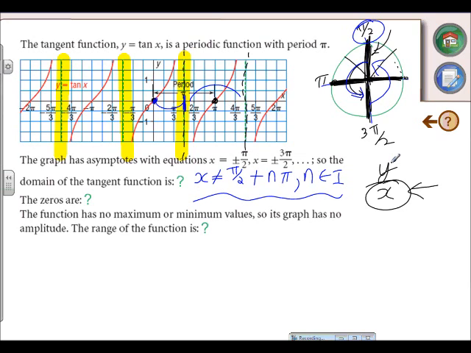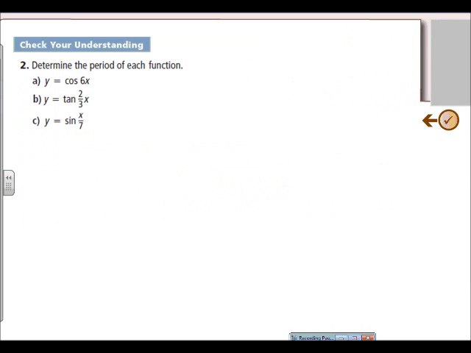The zeros, following that same process. The first one's at 0, right here, plus any multiple of pi. So n pi, n an integer. I don't need to say 0 plus, so I'm just going to get rid of that and say n pi, n an integer. And my max and min, there is no max and min, so my range is just all real numbers.